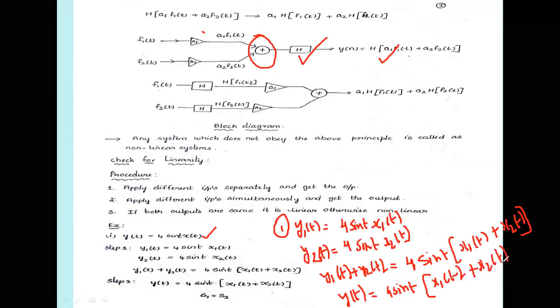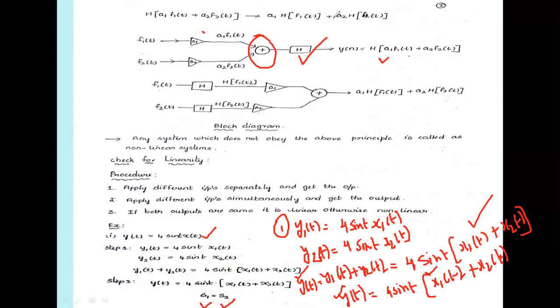So both are the same. Let us take y of t as the combination of the two signals. So y of t is equal to, the response is the same. Individually you can add, or before giving to the system, add the two signals and get the response. Both will get the same response. Then that system is a linear system. So S1 is equal to S2.